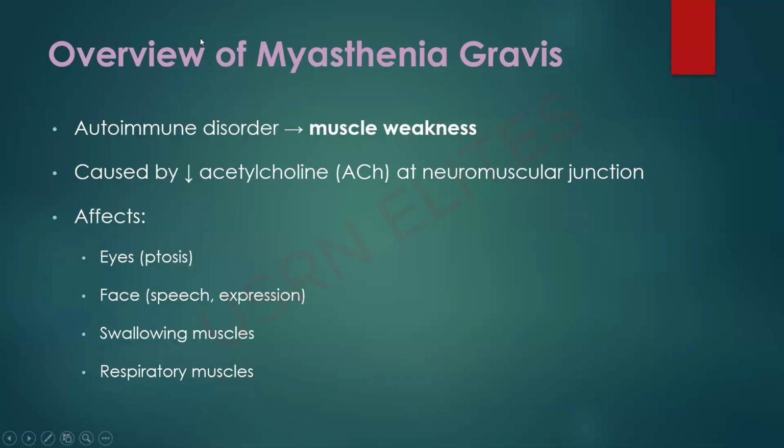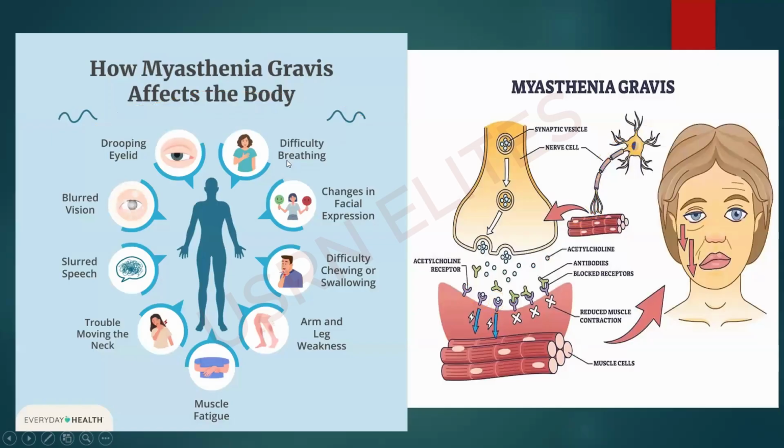Now, overview of myasthenia gravis. So we know what is happening now. Remember, I told you we should be able to differentiate between Parkinson's, Alzheimer's, and myasthenia gravis. We've already looked at Alzheimer's disease and Parkinson's disease. Myasthenia gravis, we are looking at it now. So I want us to compare myasthenia gravis with Alzheimer's disease.